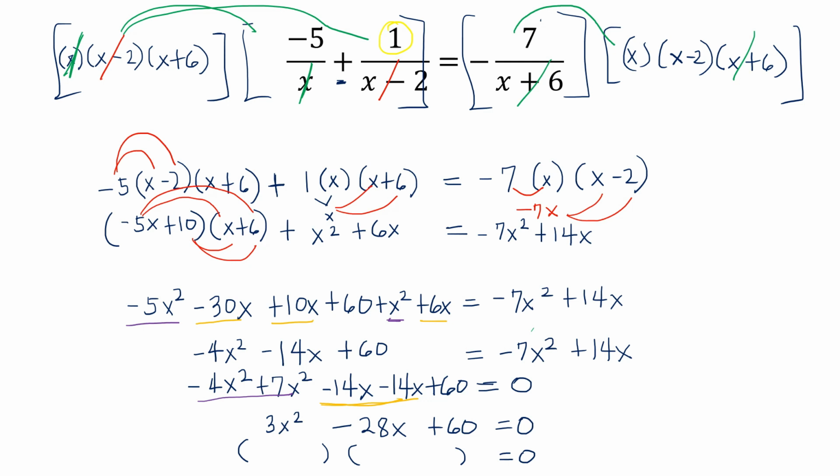Factors of 3x squared are 3x and x. Then factors of 60 can be 10 and 6. So this is done by trial and error because it's not only 10 times 6 which will be equal to 60. There are still other factors of 60. So what you're going to do in this case is trial and error.